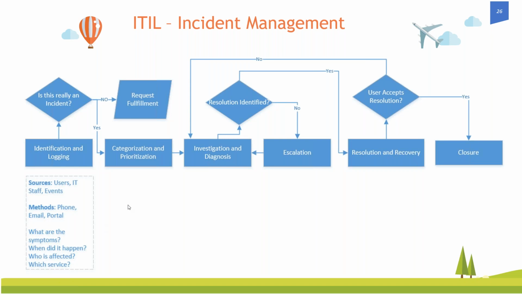Next, we have methods. What is the way that this came in? It might be users or events triggering it, but does it happen through phone, email, portal? And when this information comes in, we need to know a few things. What are the symptoms? When did it happen? Who did it? Who is affected? Is it one person? Is it a lot of people? And potentially getting down to that service level: which user-facing services does this relate to? So where is that in the system?